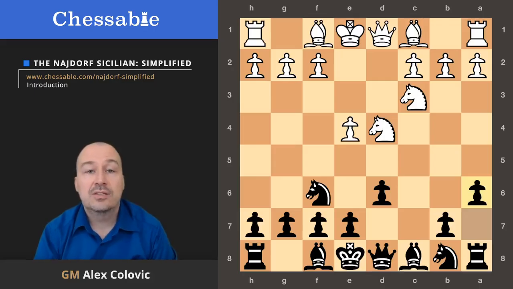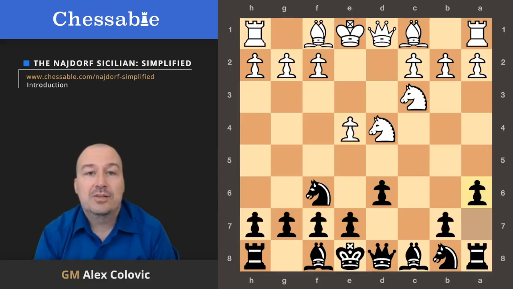My course contains the word simplified. How do you simplify the Najdorf? Have you thought about it? I have. And the answer I came to is that you don't. You don't simplify the Najdorf. You understand it better. This understanding is the core principle on which my repertoire and course has been created.